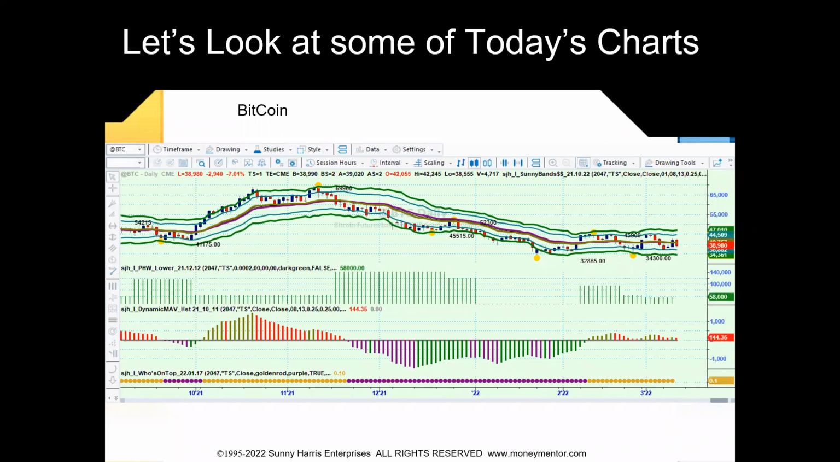And I'm going to show you some of today's charts. This was Bitcoin. What's happening here? The DMA is flat, flat, flat, flat, flat, flat. Slightly pointing down here. It's curving down just a little bit. It touched the inner band on a flat DMA.